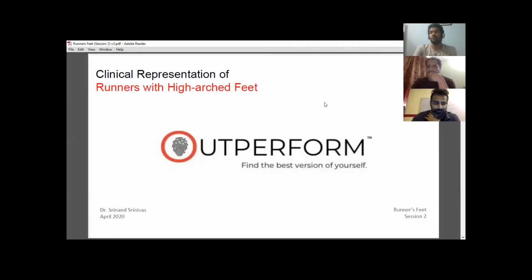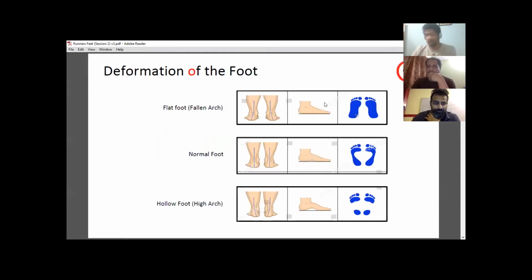Today, I'll be talking about how high arch runners, or runners with oversupination, or some people even call it underpronation, present at the clinic. Just going through this picture again, the reason why I brought this picture up again is to show the pressure points when you look at it from the top.